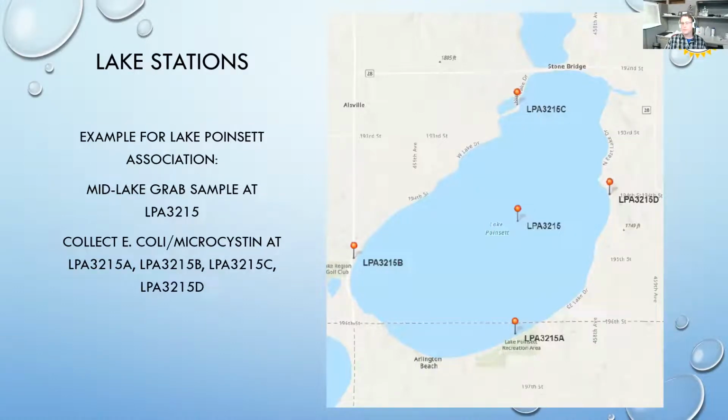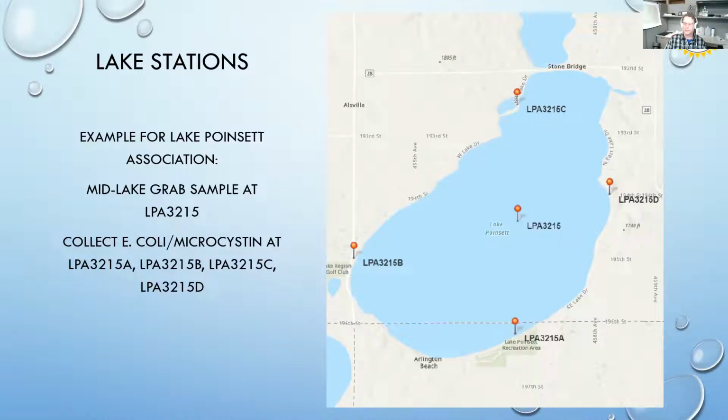And so some examples of stations. Each station has a station ID. That's like the name for the station or a unique code that signifies that station. These are the stations for the Lake Ponset Association. This is a picture right out of the Standard Operating Procedures Manual. And you notice they all start with LPA, that's for Lake Ponset Association.